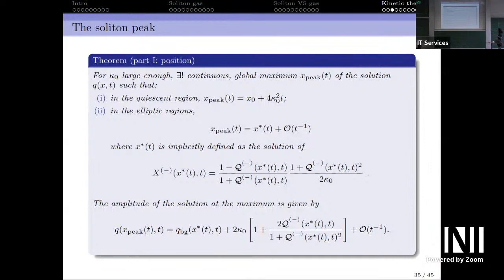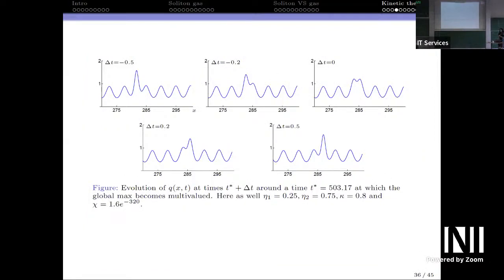And we can also calculate the value of the solution at the peak. This is what the videos are actually evaluating, if we want to track the position of the peak. Just one note, kappa naught has to be large enough, otherwise this is what happens. If the soliton is not big enough at some point as it's passing through the gas, we get two peaks. So we sort of lost track of the solitons.